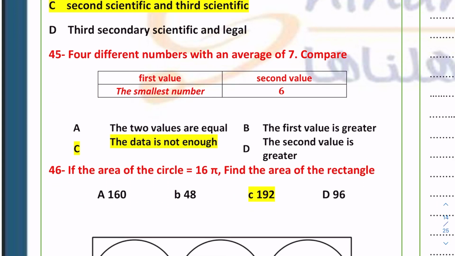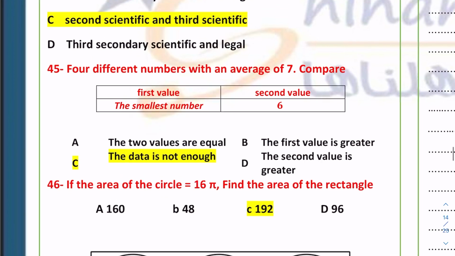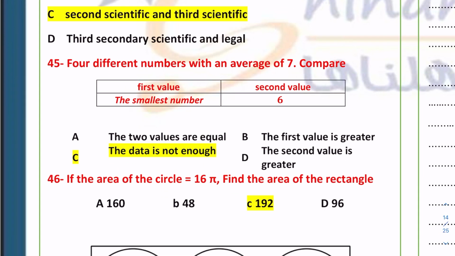4 different numbers with an average 7, okay? 4 different numbers with an average 7. These numbers are not consecutive. I cannot write here. And if he mentioned that the numbers here are consecutive, I can say here I have 7. So before 7 I will have 6, and here I have 8. Here will be 4, and here will be 10 maybe.